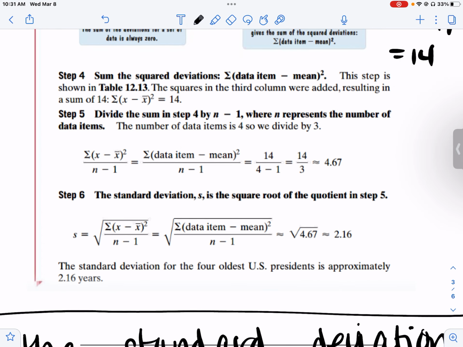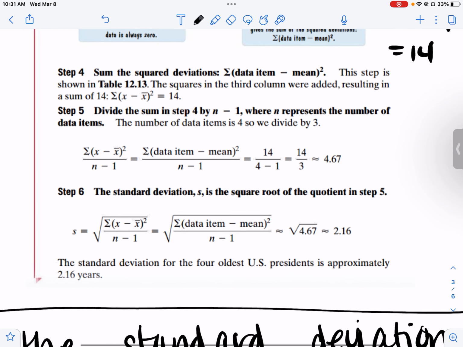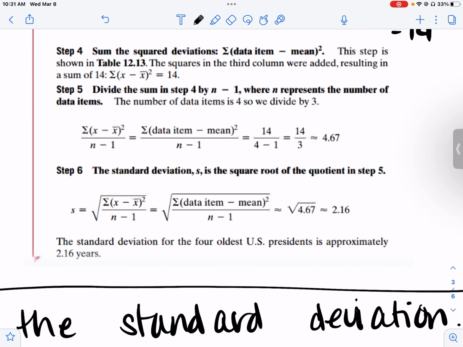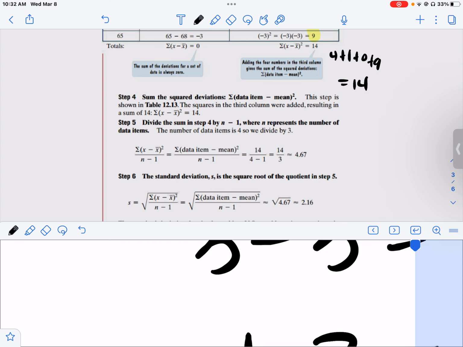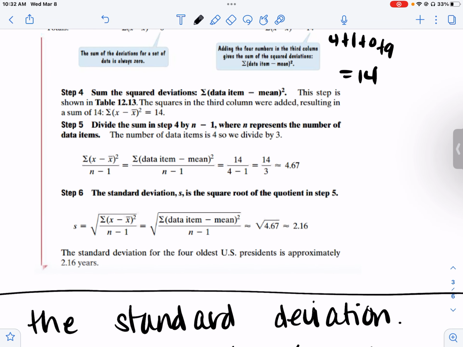Okay. All right, the next step, we divide by n minus 1. Divide that 14. There were 4 numbers. 4 minus 1 is 3. So we take 14 divided by 3 is 4.67. Okay, then you take the square root of 4.67, and you get 2.16.